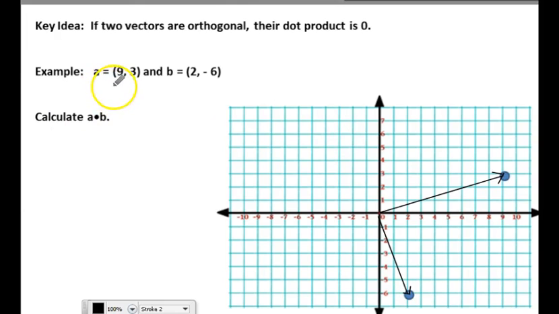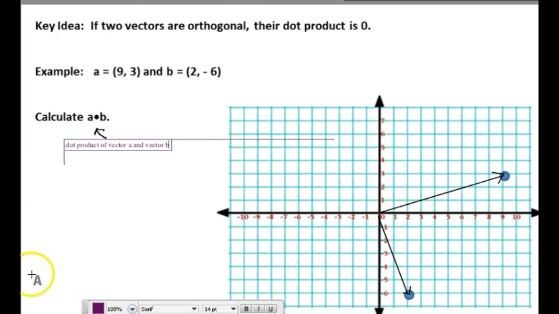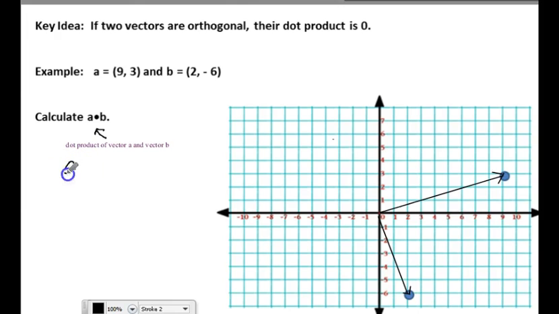They look to me like they're orthogonal, forming right angles, but let's calculate their dot product. And when we have the vectors in component form, to calculate the dot product of A and B, we're going to use the formula that says multiply the x values, so ax and bx, multiply the y values, ay and by, and add them up. And so when I multiply the x values from each point, I have 9 times 2. When I multiply the y values from each point, I have 3 times negative 6.